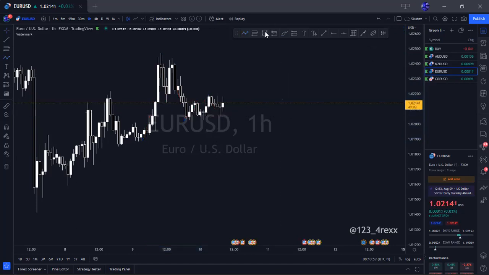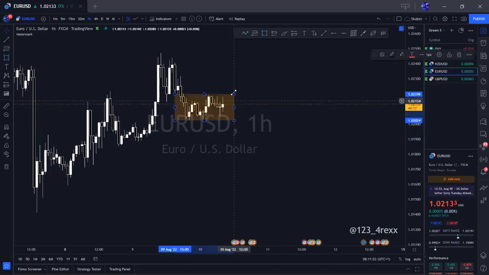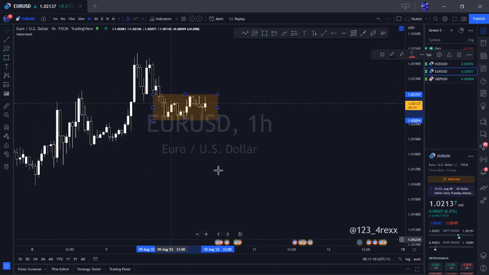So I'm still going to wait to see more price action from Euro USD before I take any trade. This one is not a high probability setup to take. So for now, I'm still going to wait on Euro USD to see what it's going to do.